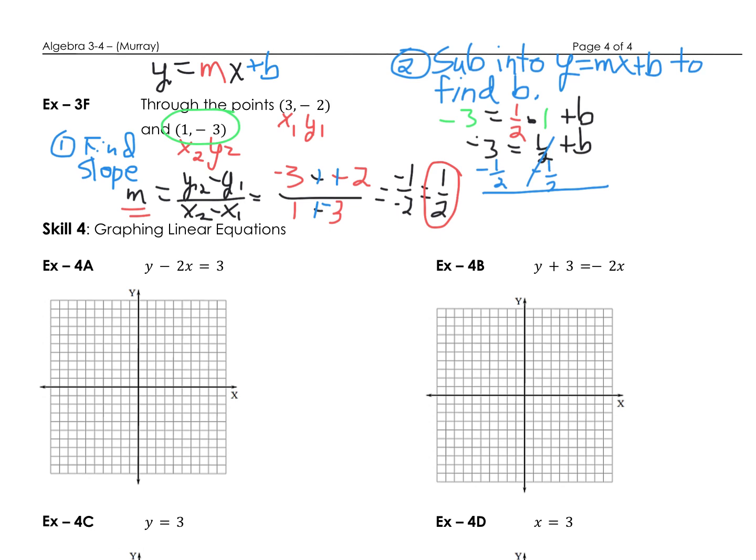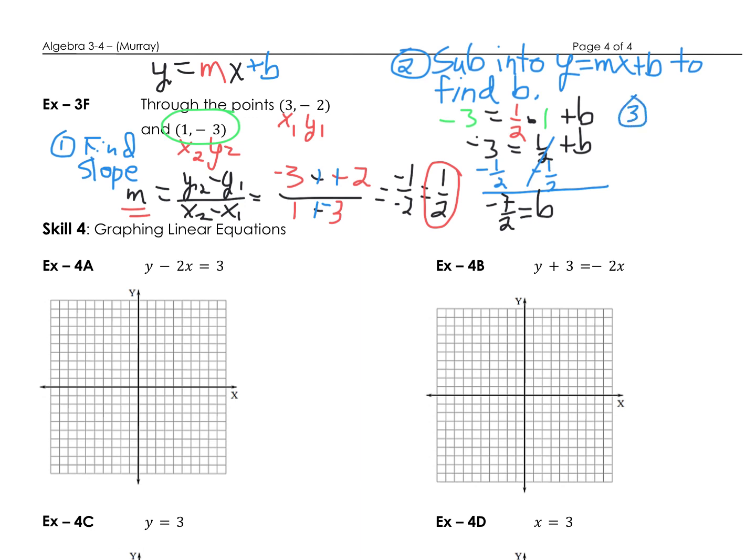So you can either use your calculator, or you can know that 3 minus 1/2 is going to give you -3 1/2, which we don't want a mixed number. So -3 1/2 is -7/2. So my b turns out to be -7/2. That's equal to b. So then step 3, we're going to write our equation.